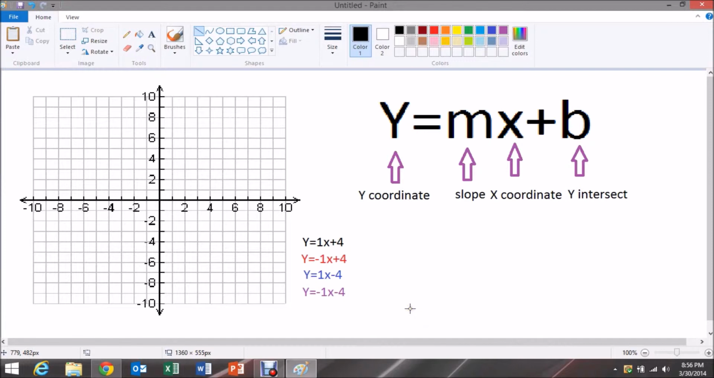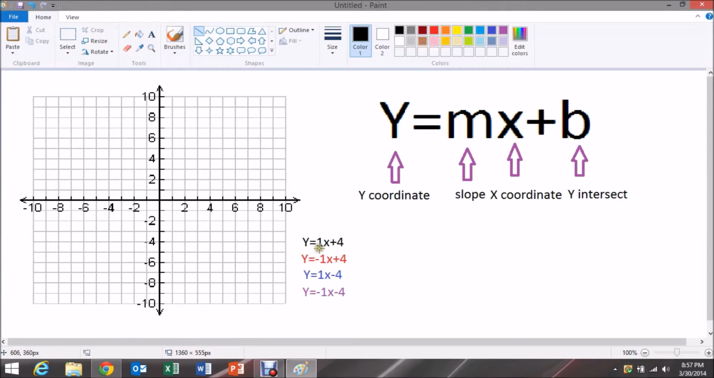So I'm going to show you how to plot these on a graph. Our first problem that we have in the black is y equals 1x plus 4. So the first thing we want to look at is where it intersects the y-axis. So we go up to our example here. B is the y-intercept, so that here is 4. So that means it's going to intersect at 4 on the y-axis. So we know we need to go through this point right here.